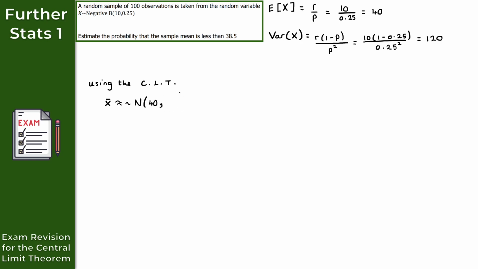For my second parameter, this would be the variance divided by our sample size. So that's going to be 120 over 100. Now, what we're looking for is the probability that the sample mean x bar is less than 38.5. To evaluate this, we just use the normal distribution, because we've used the central limit theorem to get this approximate distribution.